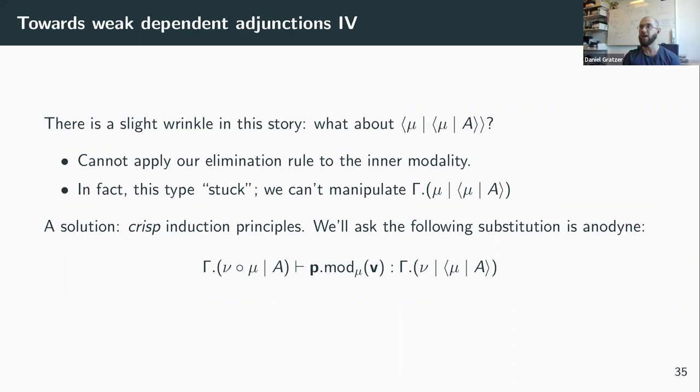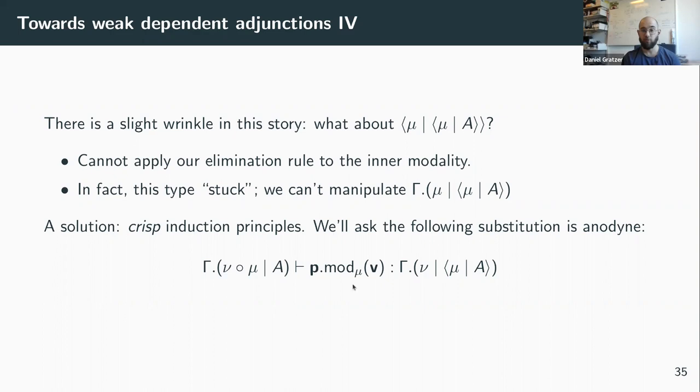There's a slight downside, though, which is that it doesn't handle nested modal types. If we have mu mu A, then we can apply the elimination rule once, but we can't apply it twice because we don't really have anything to manipulate a mu-annotated mu-modal type. And the solution here is to just generalize the elimination rule so that we can do exactly that. And from the perspective of which maps we're forcing to be anodyne, we have a slightly more general version where we've replaced identity with nu, and we're just going to ask that that be anodyne instead.